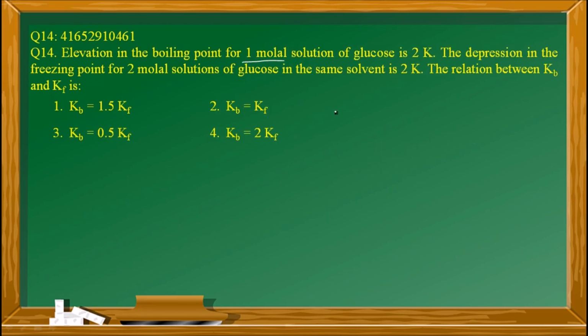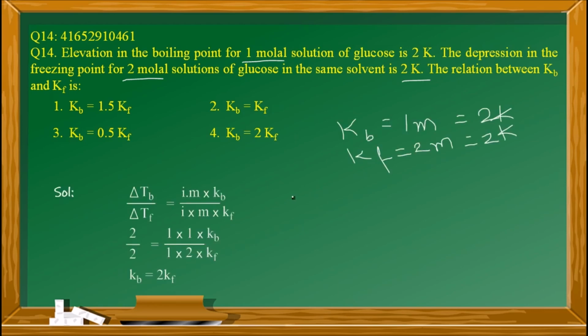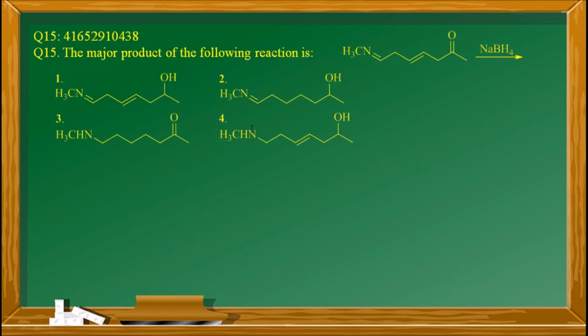Next, question number 14: elevation in the boiling point for a 1 molar solution of glucose is 2 K. The depression in the freezing point for a 2 molar solution is 2 K. What is the relation between KB and KF? We know that delta TB by delta TF is equal to i m KB. Substitute these values: 2 by 2 goes off, but the molality is changing. So 2 KB equals 2 KF; KB equals 2 KF is the correct option, friends. Option number 4.